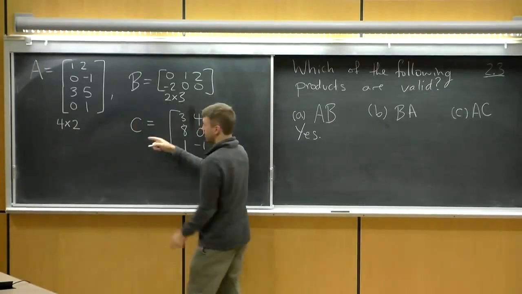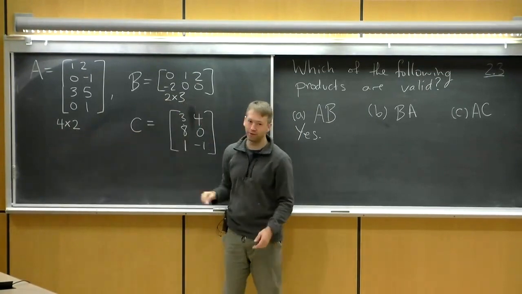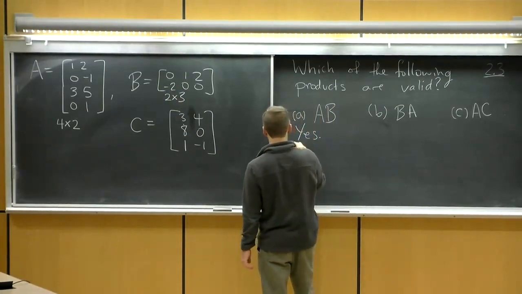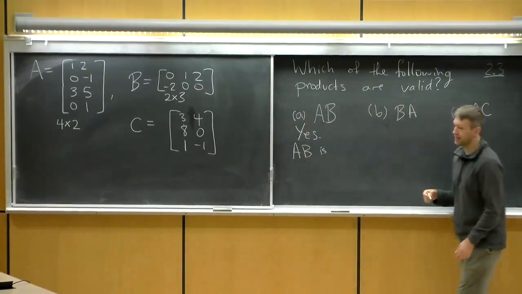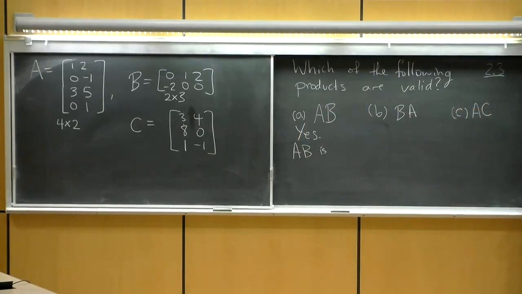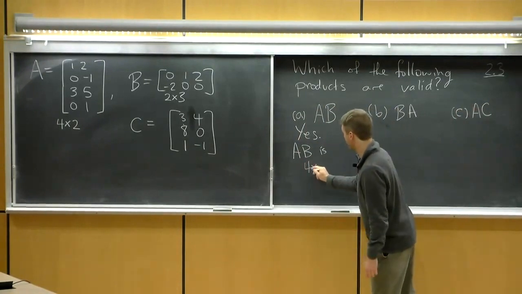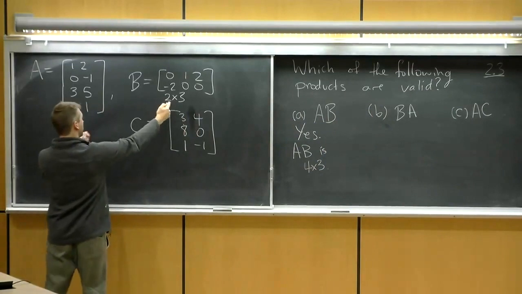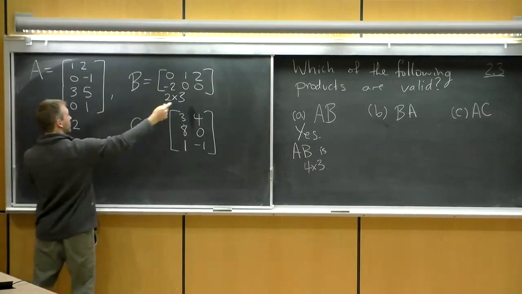What matters is that this has a 2 in the second spot, and that has a 2 in the first spot. So yes, this is possible, and if I take the matrix A times B, what's the size of A times B in this case? Yeah, 4 by 3. To get the size, it's kind of like these 2's in some sense cancel, you can think of it that way, and it's 4 by 3.